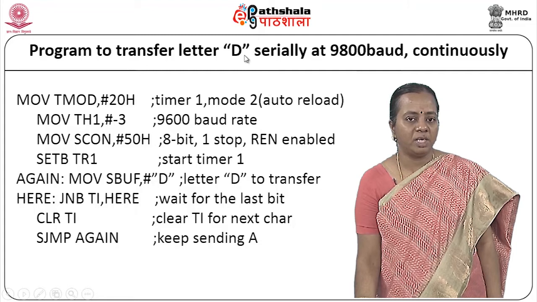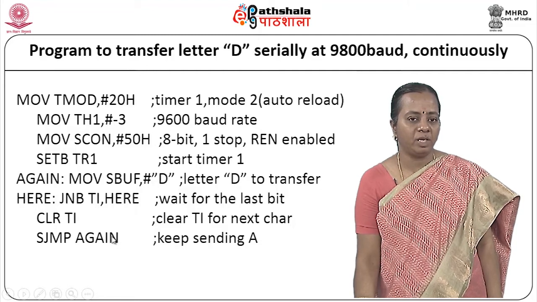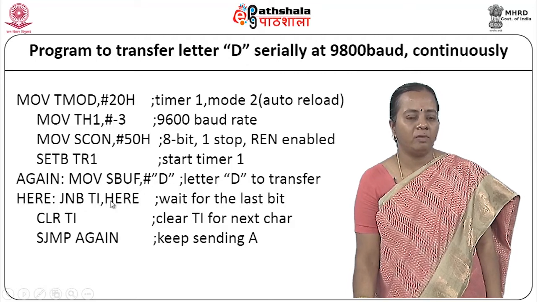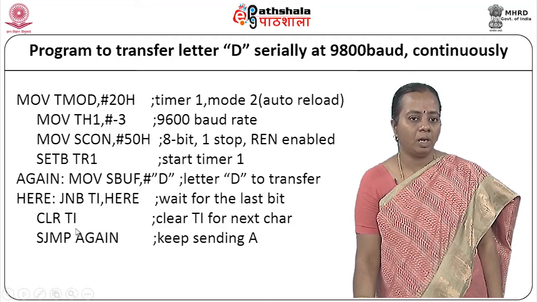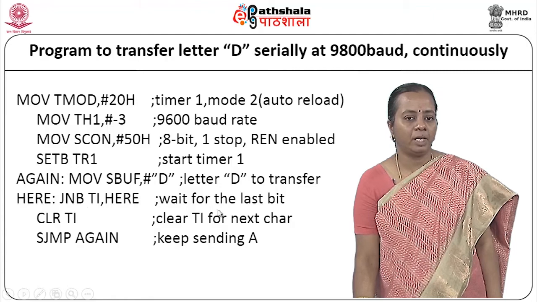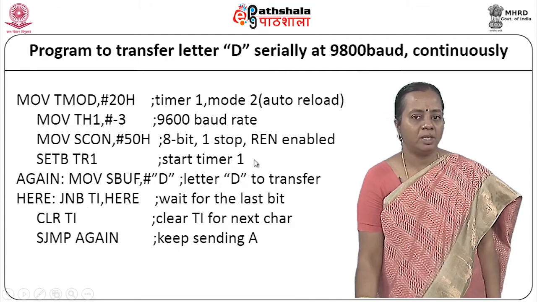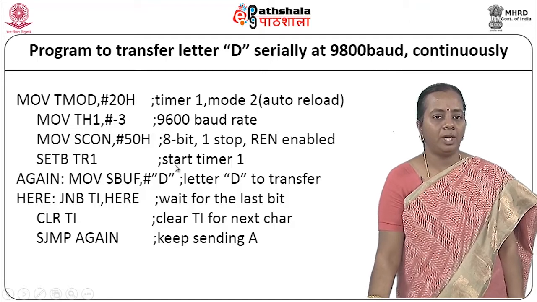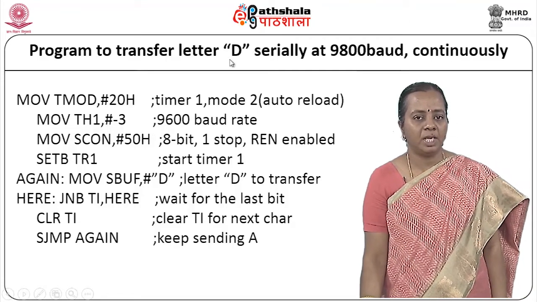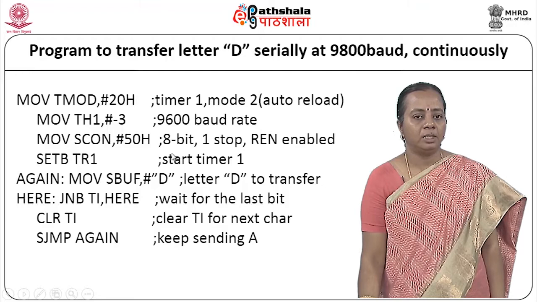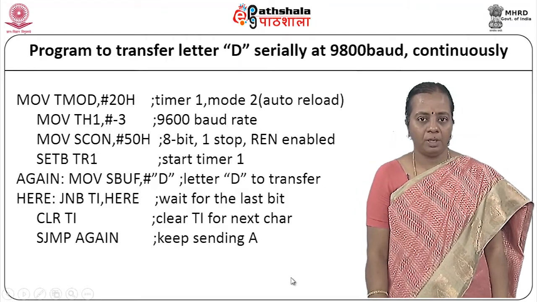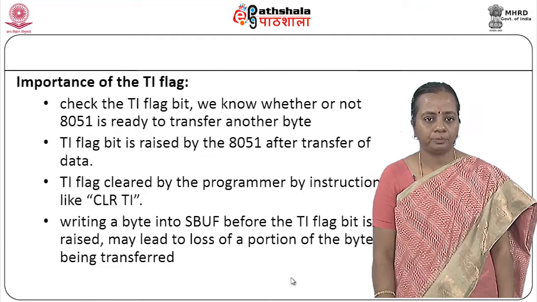Here we are sending D continuously. So we come over here and again send D to SBUF. We watch whether TI is equal to 1 or not. If it is 1, we clear it and go back again. So this is the assembly language program which helps us communicate the letter D serially through the 8051 controller with a baud rate of 9600.